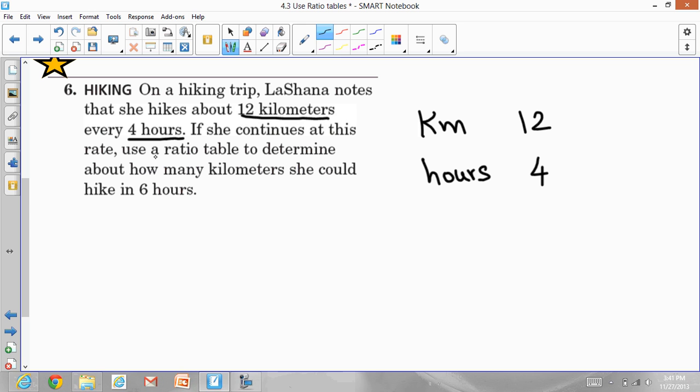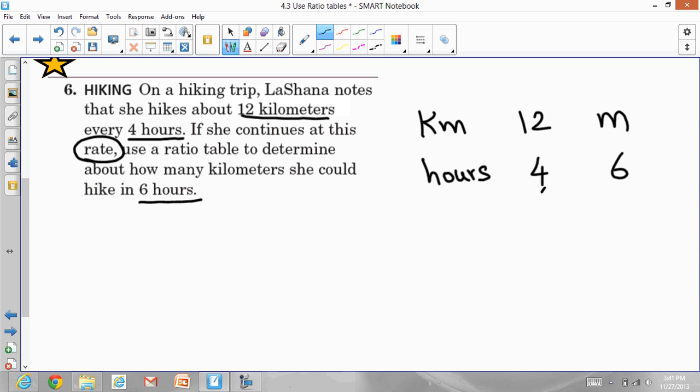If she continues at this rate, use a ratio table to determine about how many kilometers she could hike in 6 hours. Since you are given 6 hours, I have to write the 6 in the hours section. The last one is my m. Make sure that you write the number in the correct space.